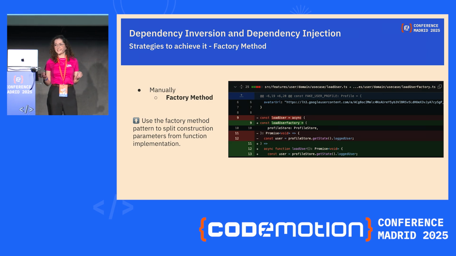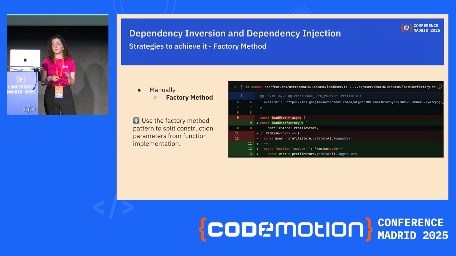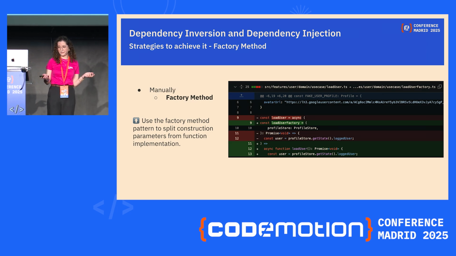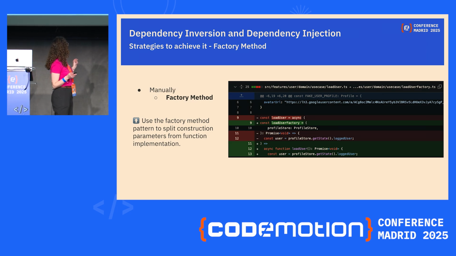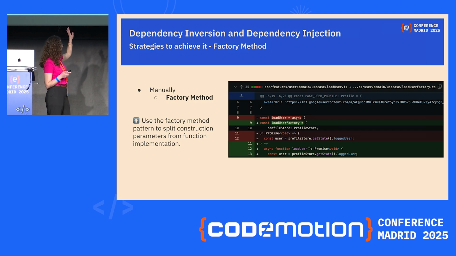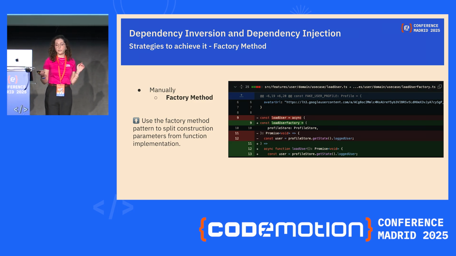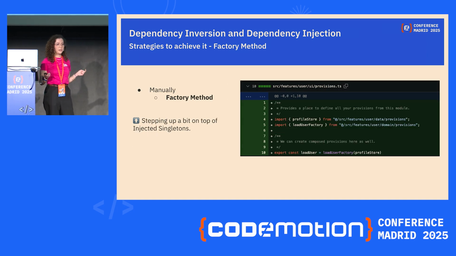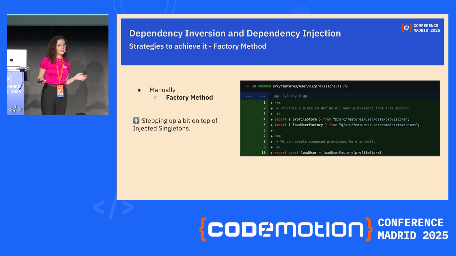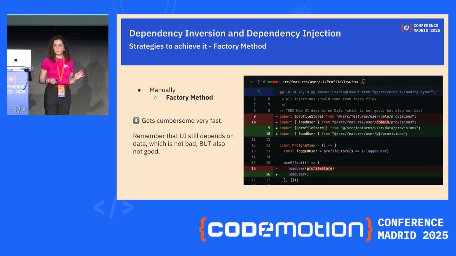Because using factory methods, you will be able to separate concerns, to separate the construction parameters from the implementation, right? So we use this factory method, and instead of just exporting the load user function, we make it into a factory, which is going to receive the profile store. That's good. We're getting there. We're stepping up a bit. On the provisions, we're basically exporting the function by calling the factory, right? It already gives you some flexibility, but it could be still better, because it gets cumbersome very fast.